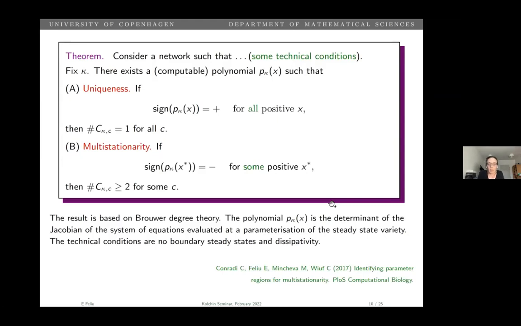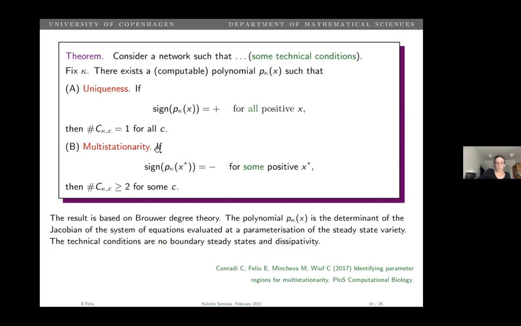The answer we gave comes from this result, and I don't want to enter into the technical conditions. Essentially, they ask that the trajectories of the system are not unbounded and that there are no boundary steady states. If they hold, then you can compute a polynomial, which I call pk of x, such that if the polynomial is positive when I evaluate it at the positive orthant for all values of x, then I don't have multistationarity. I have exactly one solution in this set.